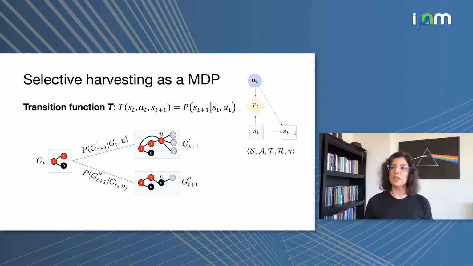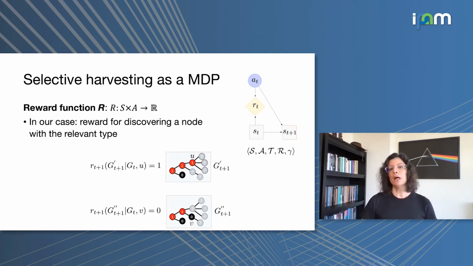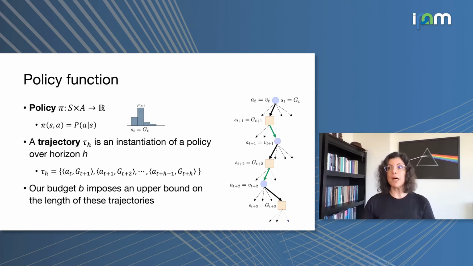The transition function is the probability of going to a new state given this state and the action that you pick. The reward function is whether by querying this particular node, you got a node that was of interest, whether you got somebody that had a particular disease that you were interested in or not. And then in terms of the policy, we're trying to learn a policy. As you all know, it's a function of a state and action. And we're learning the probability of going to a new action given a particular state.